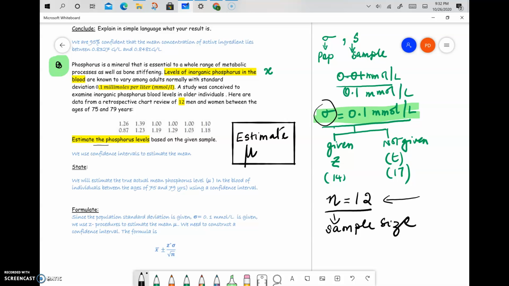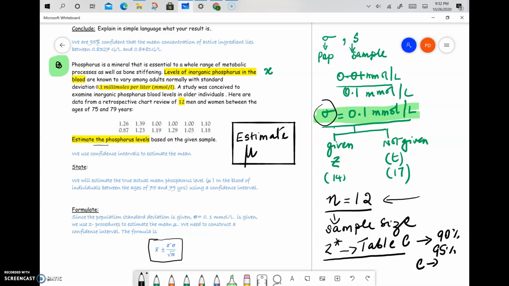So the next thing is finding Z star. How do you find Z star? Z star is obtained from table C, and my previous video shows you how to locate Z star for a particular confidence level, whether it's 90% or 95% that you're using. Related corresponding Z stars related to the confidence level can be obtained from table C. Now, when you look at this formula here, that's your formula for confidence interval, X bar plus or minus margin of error. So we know Z star, we know sigma, we know N.